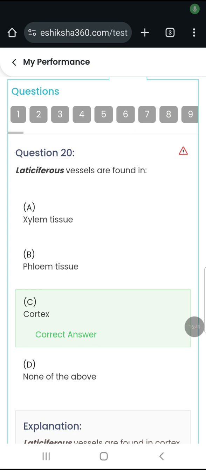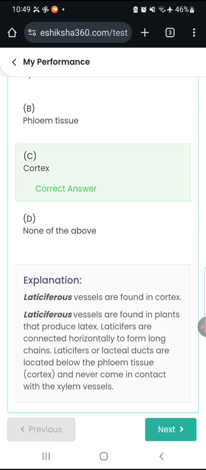Question: Lactiferous vessels are found in cortex. Explanation: Lactiferous vessels are found in cortex. Lactiferous vessels are found in plants that produce latex. Lactiferous vessels are connected horizontally to form long chains. Lactiferous or lacteal ducts are located below the phloem tissue cortex and never come in contact with the xylem vessels.